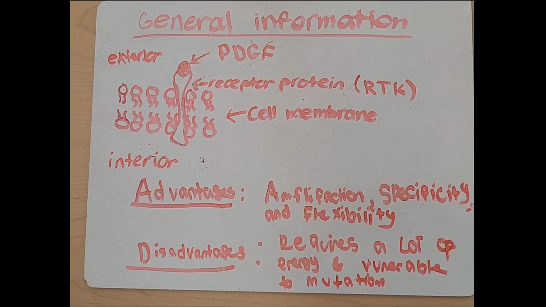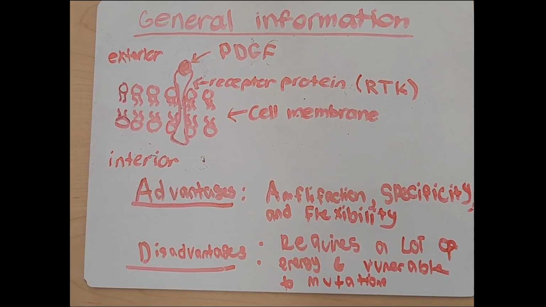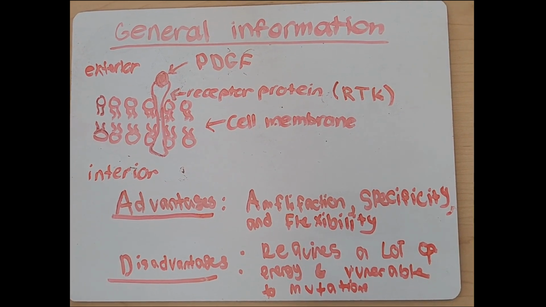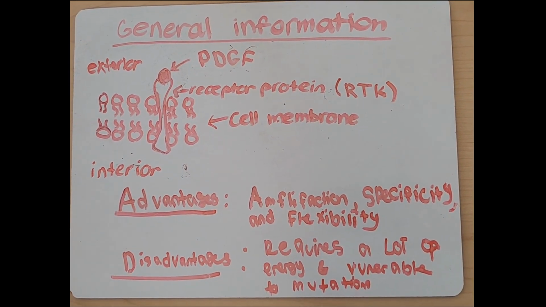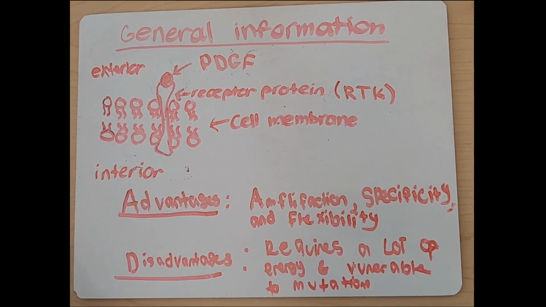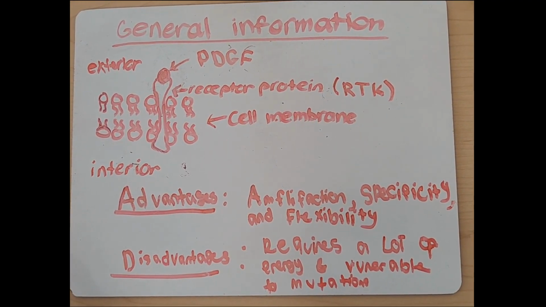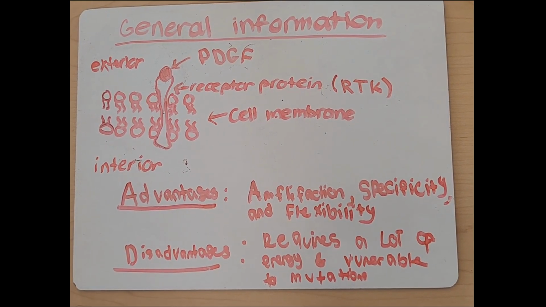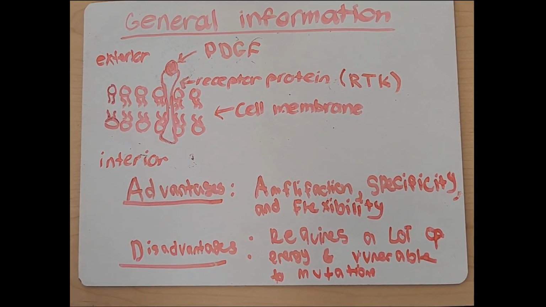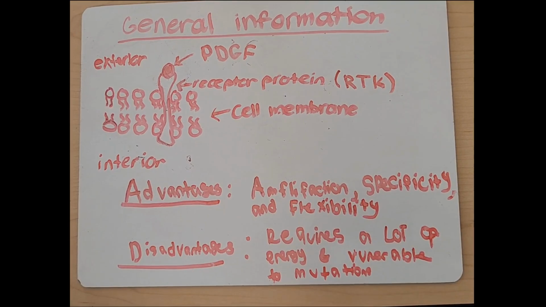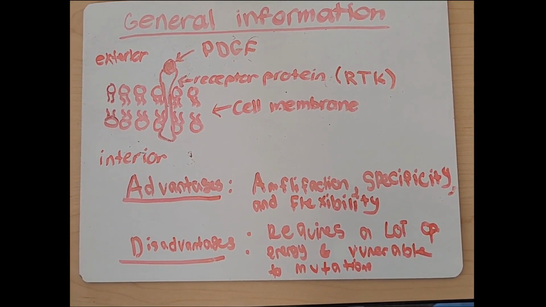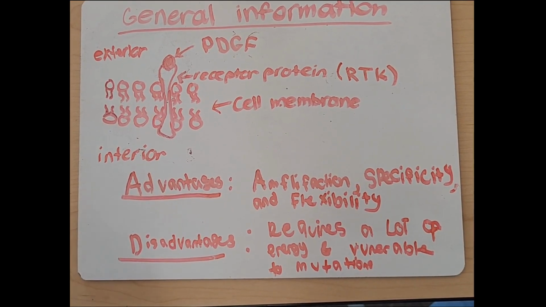There are three advantages of using receptor tyrosine kinase. The first advantage is amplification. This is where a single PDGF binding could activate multiple signaling events. The second advantage is specificity. Different RTKs can activate different pathways. And the third advantage is flexibility. RTKs could also trigger many intracellular responses at the same time.